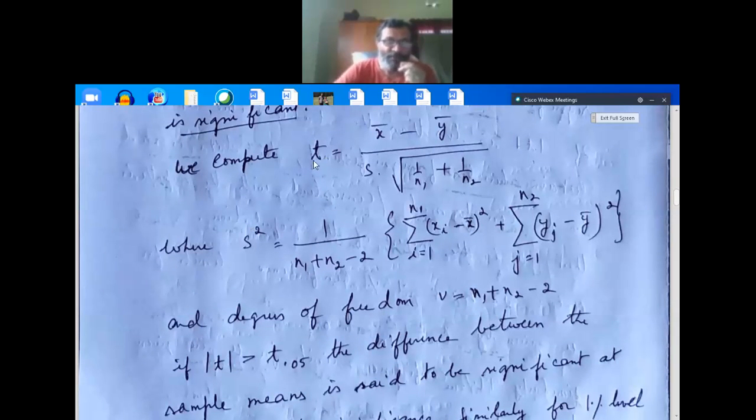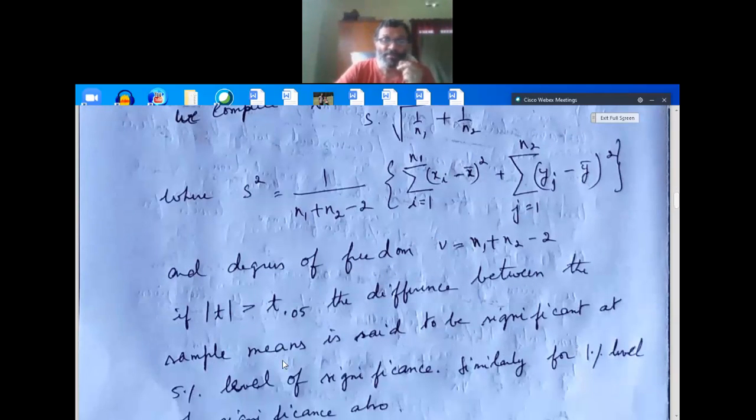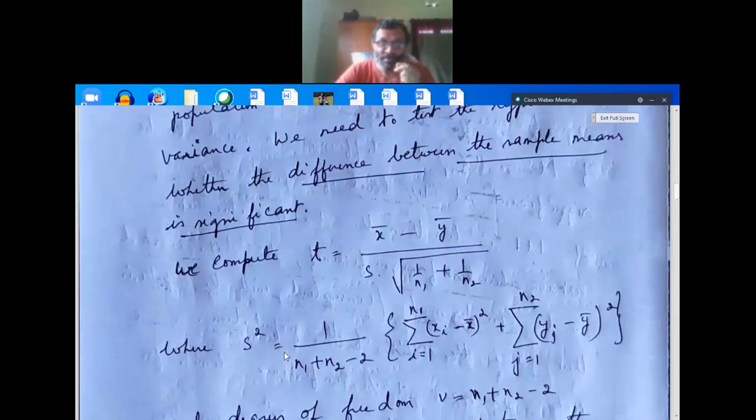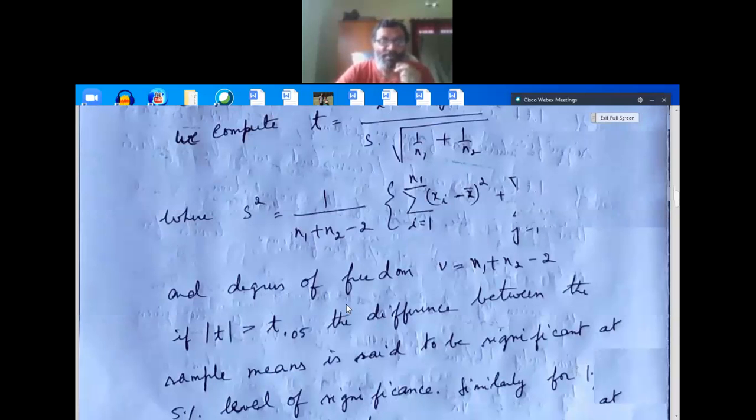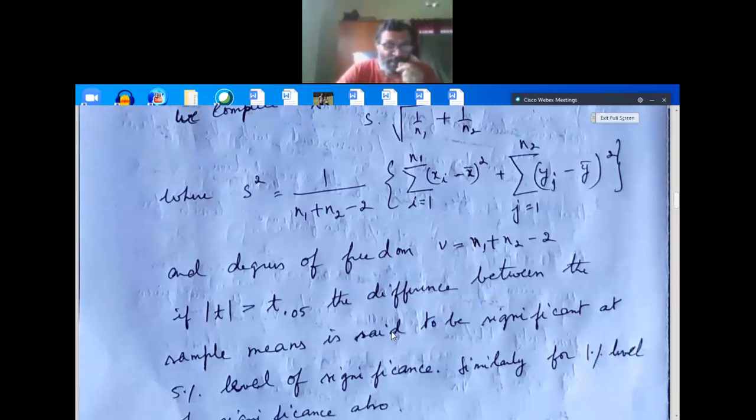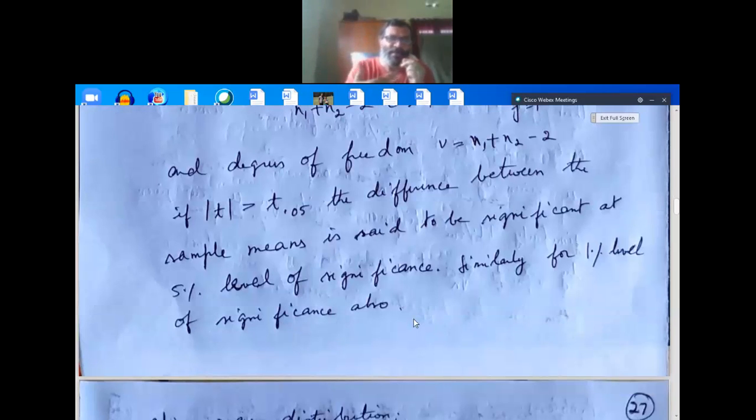So after finding t, mod t is compared with the t of 0.05. That value will be given in the question. The statement that the difference between the sample means is significant or not is the hypothesis. If mod t is greater, we say the assumption is correct, and the difference is significant at 5% level of significance. Similarly, if it is given 1%, we compare with the corresponding t value.